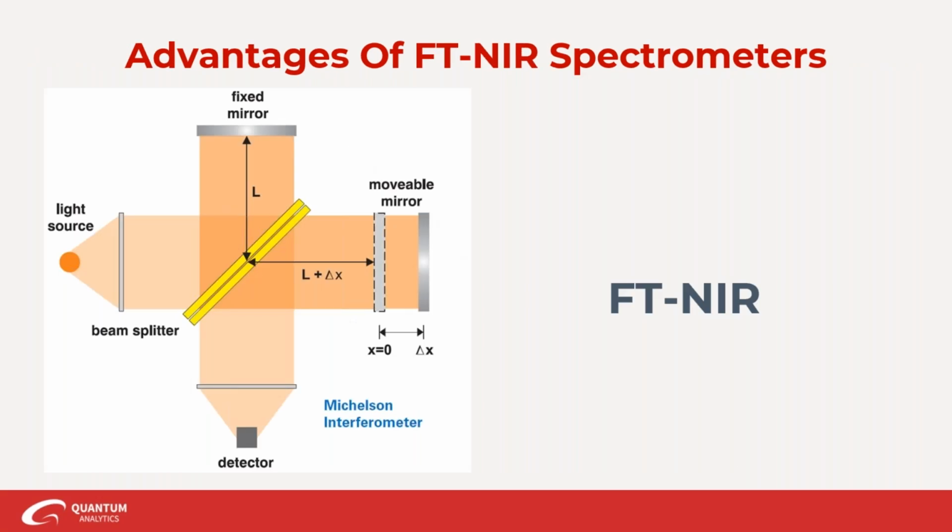And then here we have an FT, Fourier transform, near-infrared spectrometer. This uses a Michelson interferometer. What this does is it uses an interferogram signal that is transformed into a spectrum of frequency versus intensity. So there are some advantages here.